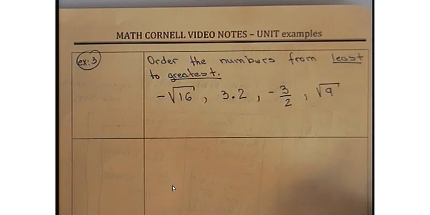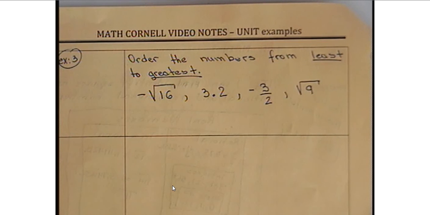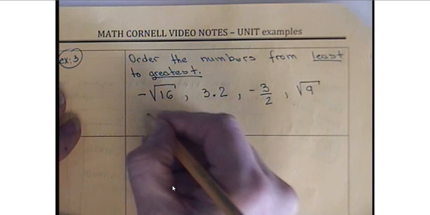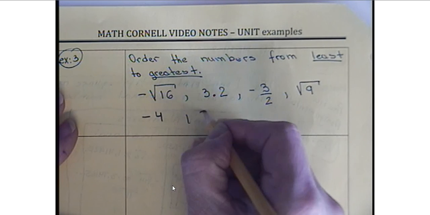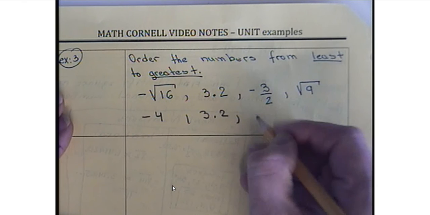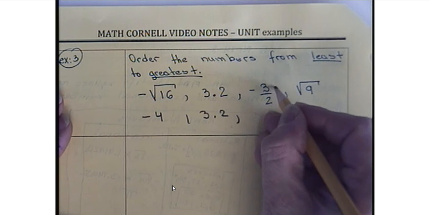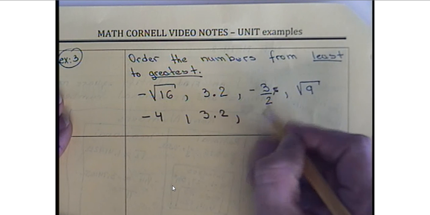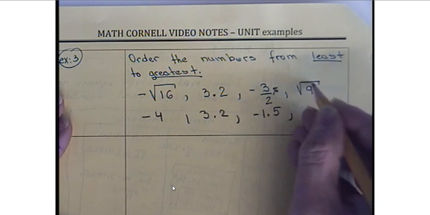The last question here is order the numbers from least to greatest. Okay, well, let's do that. So negative square root of 16 will be negative 4. Then we have 3.2. Negative 3 divided by 2. So again, this is the division line. If you simplify those, you will get negative 1.5. And square root of 9 is 3.